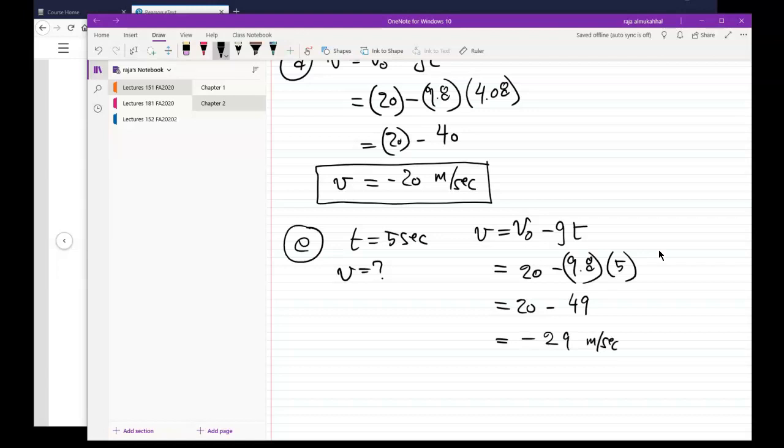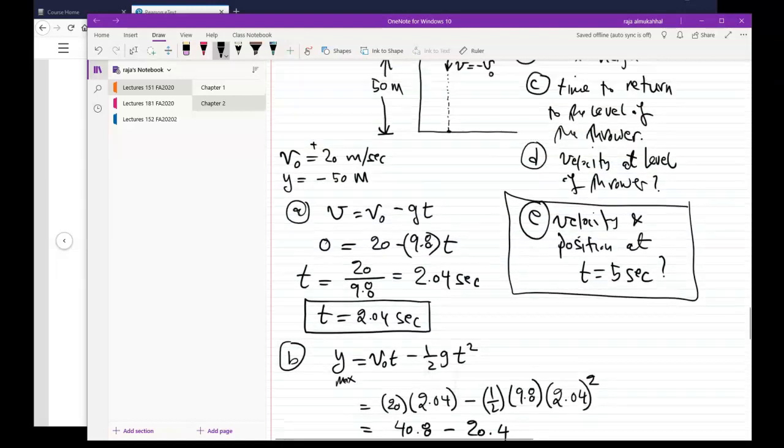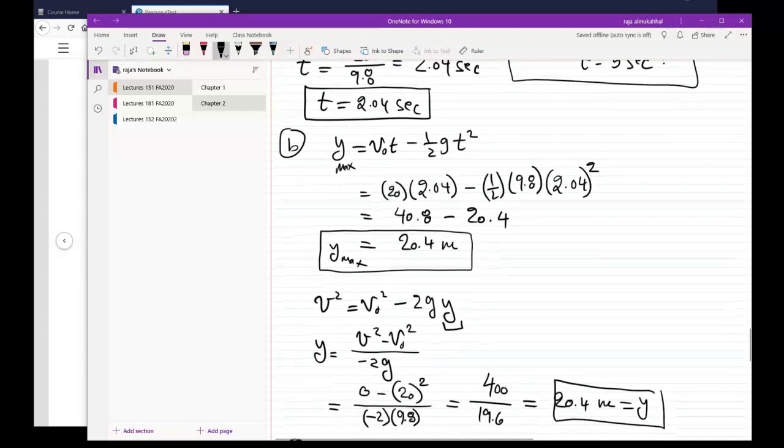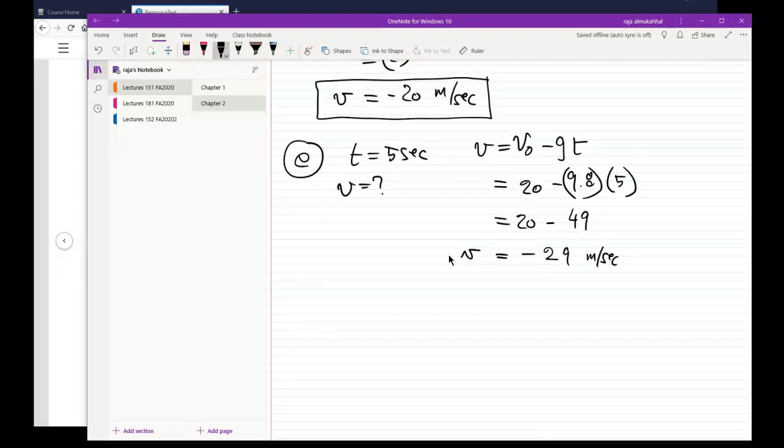What does that mean? It means on the 5th second, let me go back to the diagram. I don't know exactly where, but let's assume it is somewhere right here. And on the 5th second, it's pointing downward like that. And that's the velocity we're looking for. You see what I'm saying? And so the velocity there is equal to negative 29 meters per second going downward. The minus sign means downward, correct?